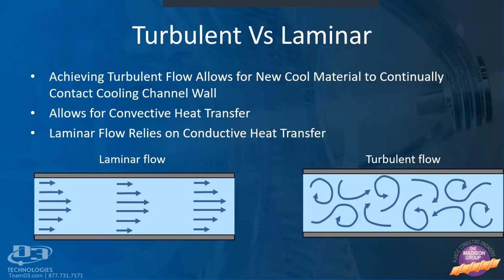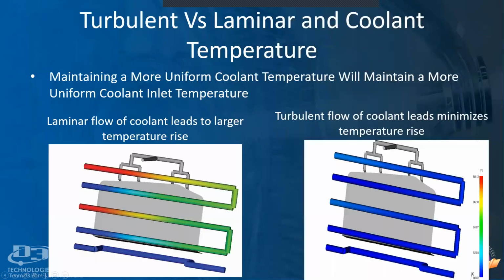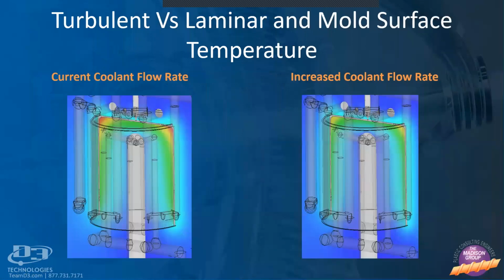When we're talking about turbulence here, we're talking about creating unstable flows. So we're constantly bringing new, cold material to the mold surface wall, and we're not relying just on conduction of our cooling media in order to cool this part. So turbulent flow increases our heat transfer for our part by introducing convection in addition to conduction. That means that when we have laminar flow, we're going to see a higher increase in our coolant temperatures. When we have turbulent flow, we're going to see a much more uniform coolant temperature from the inlet to outlet, which is going to lead to a more uniform mold surface temperature.